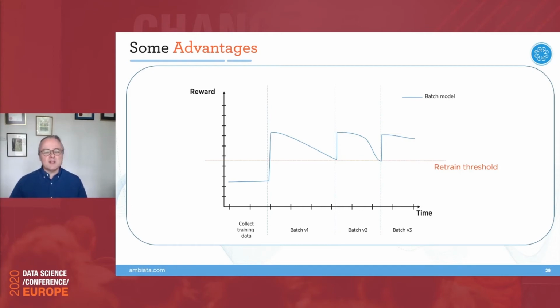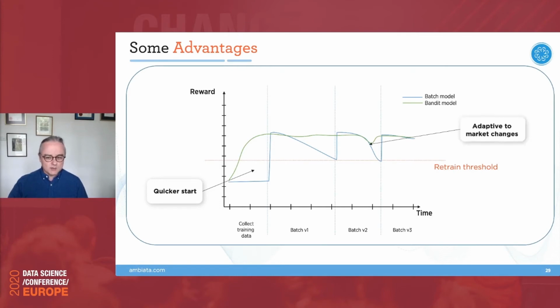In terms of these continuous intelligence algorithms, what happens is you get much better behavior at the start because you learn efficiently, and it's more adaptive to market changes, so you don't have to wait for a threshold to be hit before you retrain. So this is the continuous learning part here.